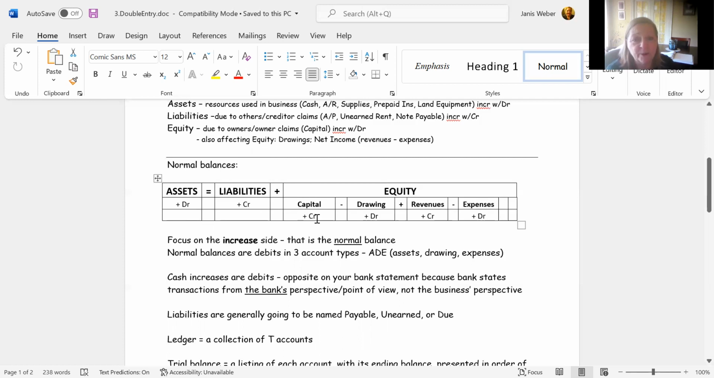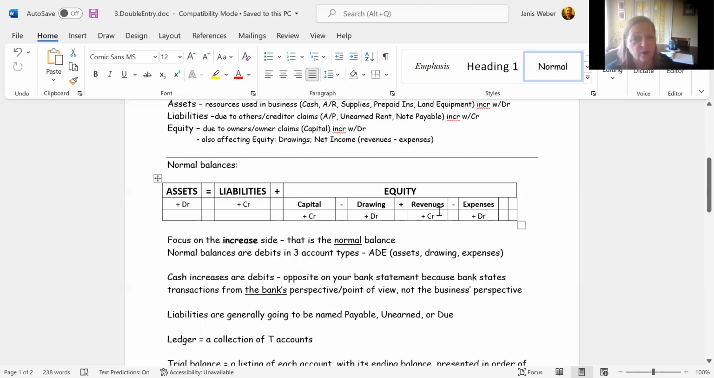We know that. And capital increases with a credit. But these other three, drawing, revenue, and expense, whether they increase with a debit or a credit depends on whether it increases equity or decreases equity. So drawing is not like capital that's contributed. Drawing is taking the money back out. And so when an owner invests in the company, it's capital invested, and it would show up as a credit to capital. But whenever the company gives money back to the owner as a draw, then that is a reduction in the equity. So that's why it's going to be posted as a debit.